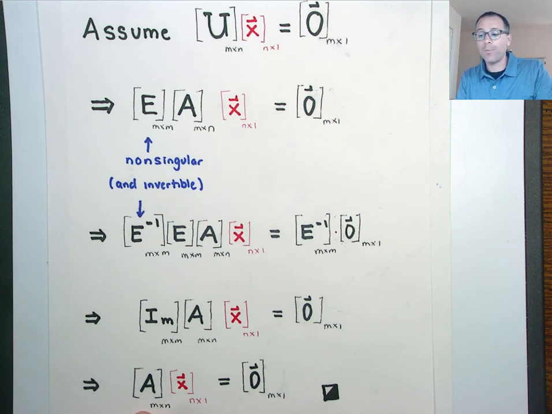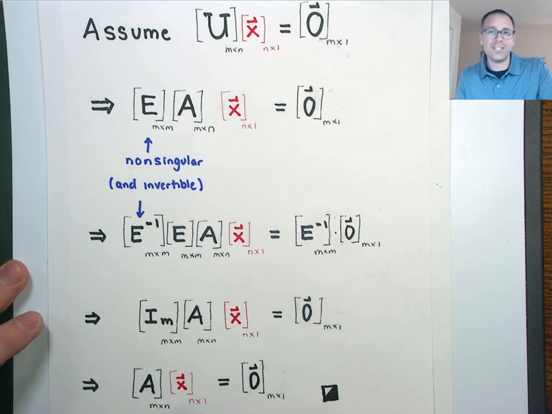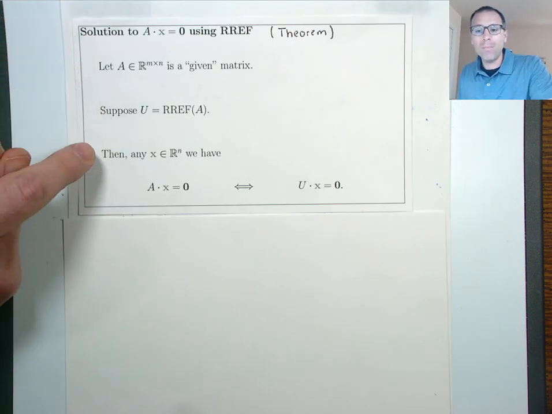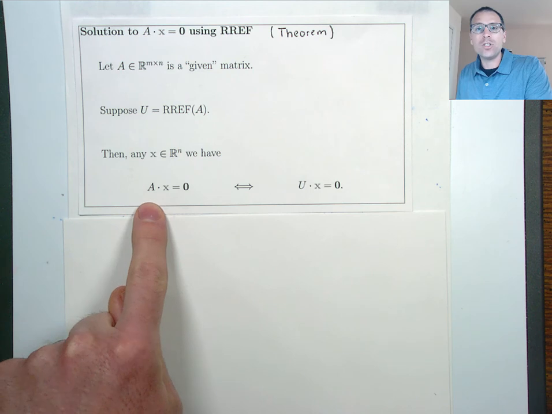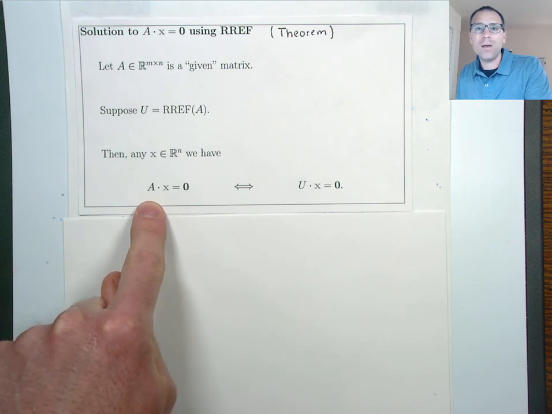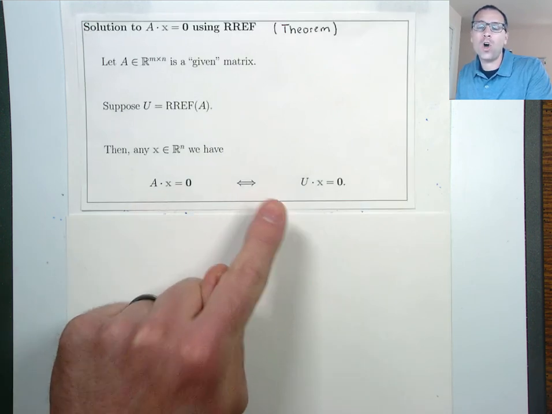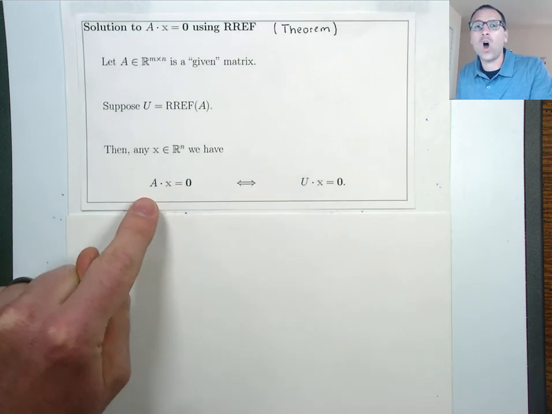That concludes our proof. We circle the rest of this, and here we actually do kind of strut off stage and throw the mic on the ground. With that, we've actually proved this theorem that says finding solutions to the homogeneous linear system AX equals 0 involving the matrix A is identical to finding solutions to the homogeneous linear system involving the RREF of A.